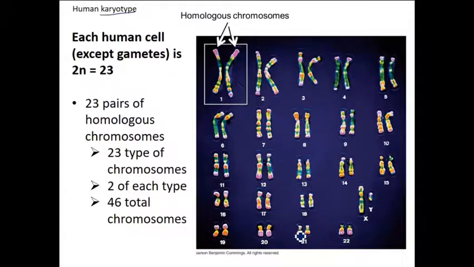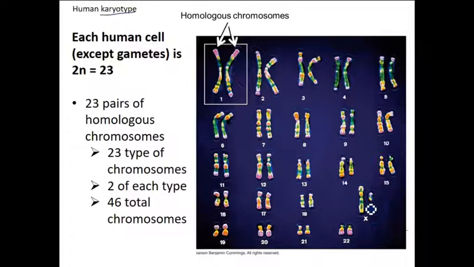Humans have 23 pairs of homologous chromosomes, and they are numbered. So we have 2 of chromosome number 1, 2 of chromosome number 2, 2 of chromosome number 3, etc. And the only thing that doesn't follow that pattern is right here when we get to the X and Y. The X and Y chromosomes are the sex-determining chromosomes. Someone who is XY is male. Someone who is XX is female. We'll talk about that more when we get to genetics. Just know that the X and Y, even though they don't look the same, they're actually pairs.